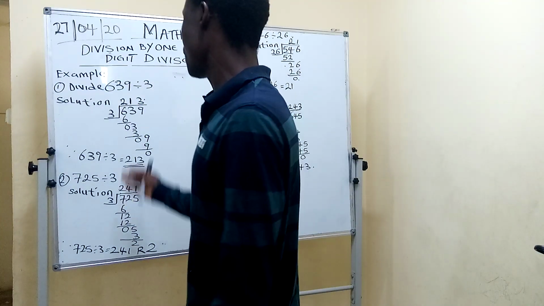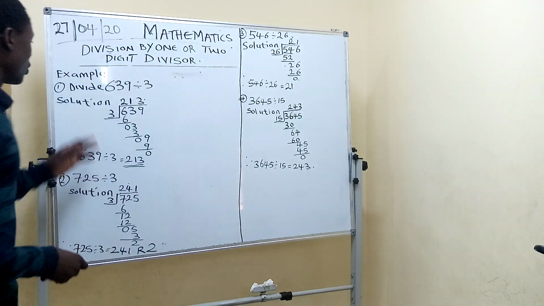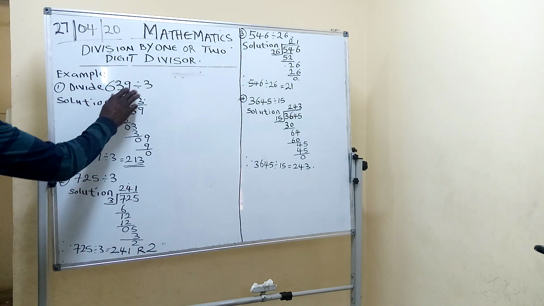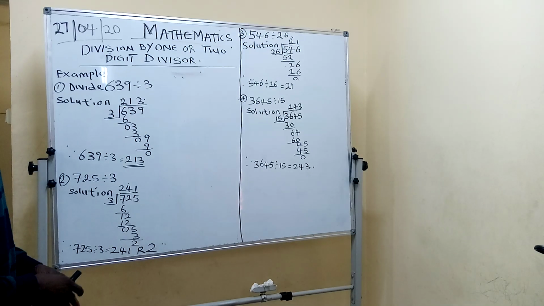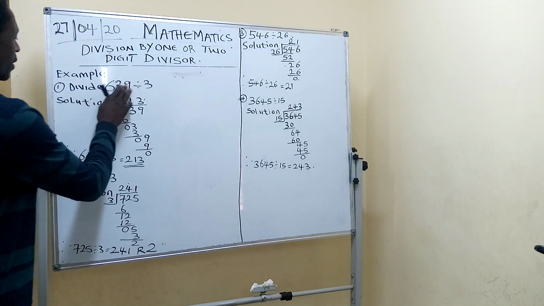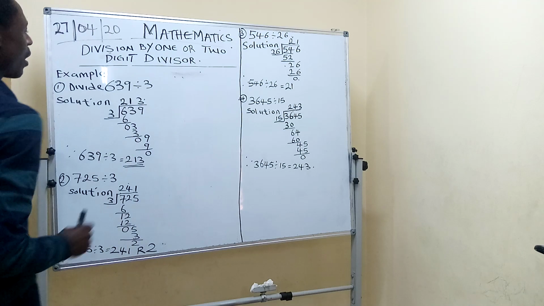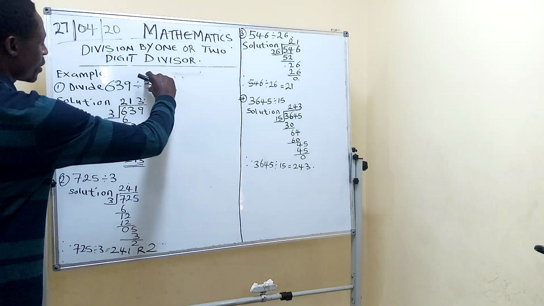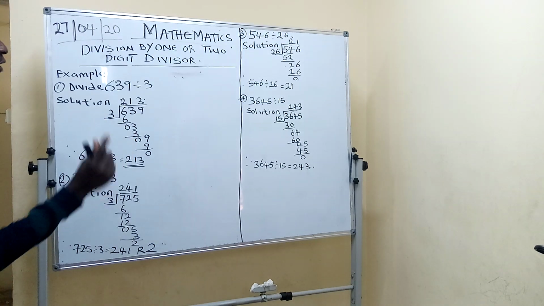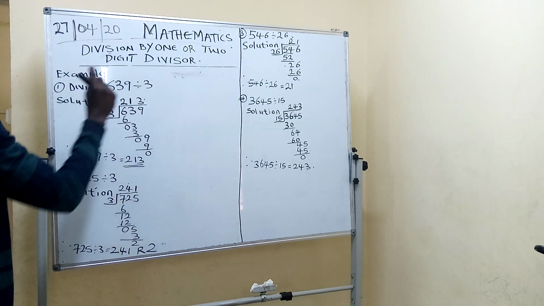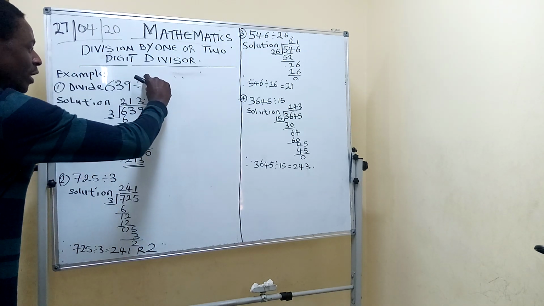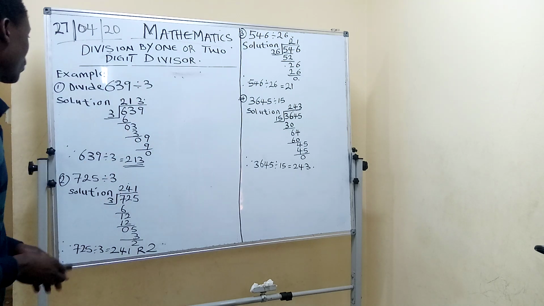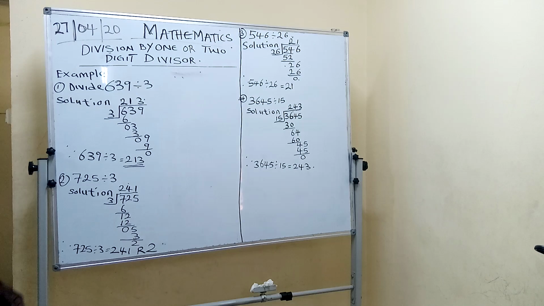So, example 1. The question says, divide 639 by 3. Here, I will first teach you 1-digit division. Our divisor is 3, because we have only 1 digit here. That's why we call it 1-digit division. Now, the solution to the question.